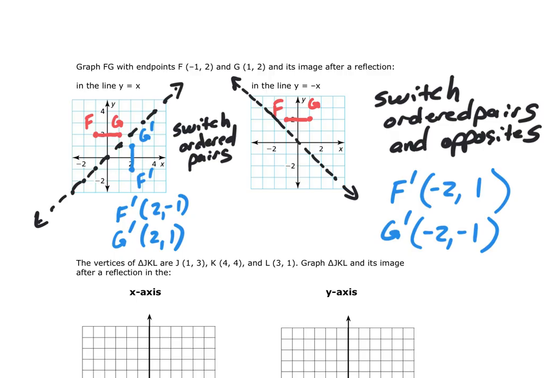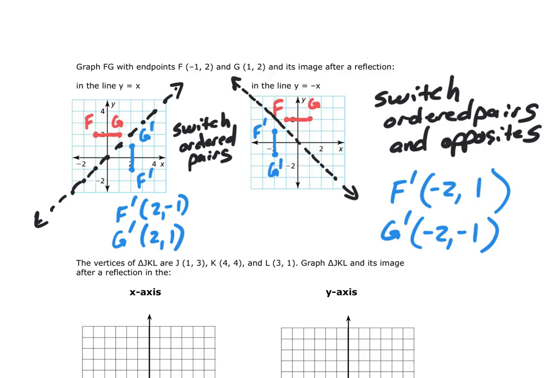Okay, now let's see what happens when we graph this. -2, 1 is going to be right here. That's F prime. -2, -1 is right here.